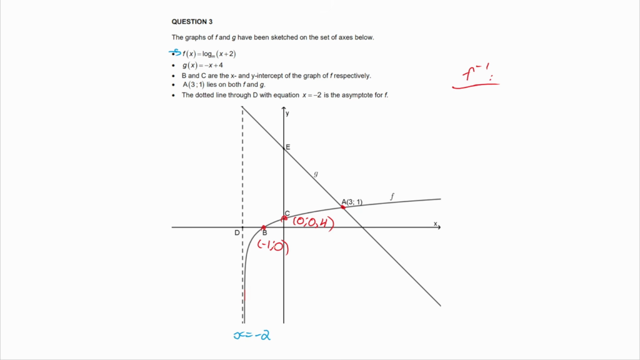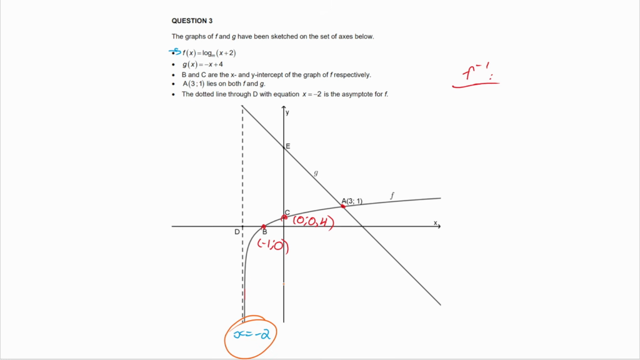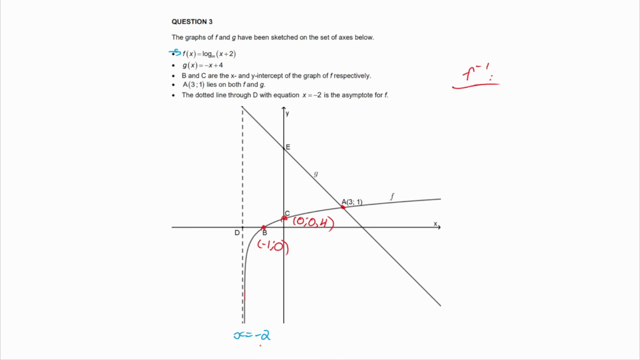Okay, so for the inverse, let's have a look. So here's f. The asymptote of f is x equals negative 2. So what's going to happen is, this is the asymptote of f, x equals negative 2. So the asymptote for our inverse is going to be y equals negative 2. Let me plot that in. It'll be roughly about here. Let's label the asymptote: y equals negative 2.